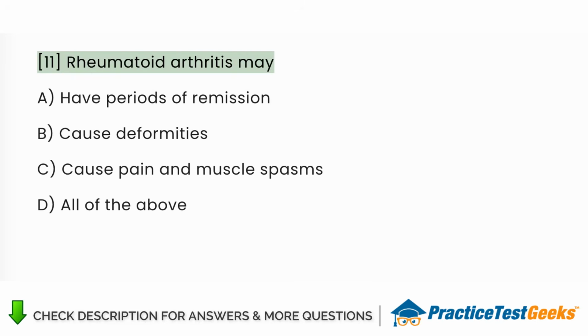Rheumatoid arthritis may A. Have periods of remission. B. Cause deformities. C. Cause pain and muscle spasms. D. All of the above.